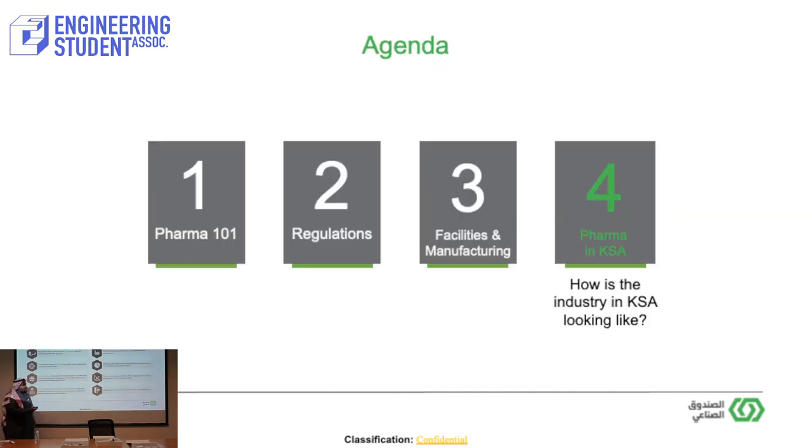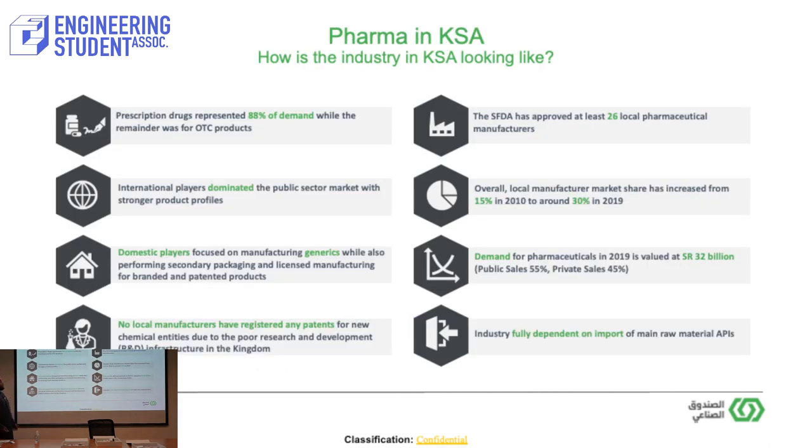So I'll give you a brief about the market here in Saudi. Prescription drugs represent 88% of the demand. The international players dominate the public sector market. The domestic players mostly focus on manufacturing generics and performing secondary packaging or licensing manufacturing for branded products. Currently, there is no local manufacturer that has registered any patents, obviously because of the high R&D costs, and it's difficult for small companies to make that investment.